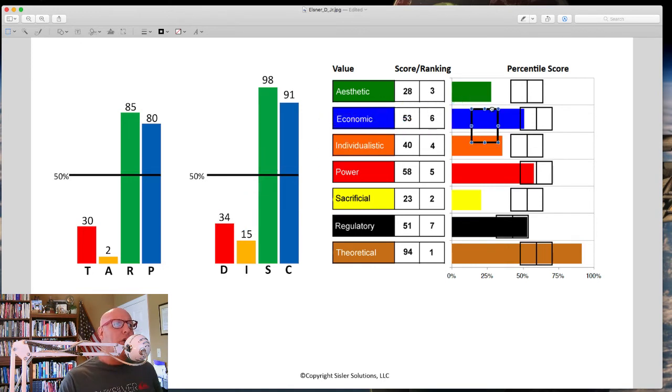All right, back over here. We're going to look at your individualistic orientation over here in your value set. So you're coming in at a 40, and what this means is you don't like the spotlight.